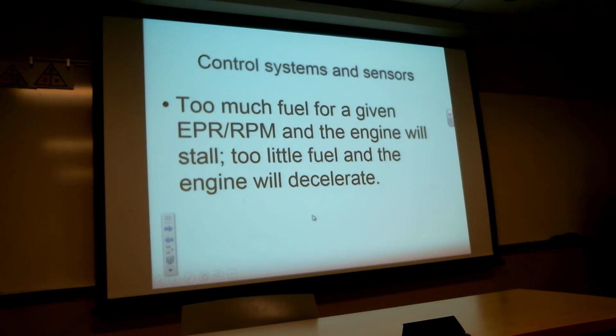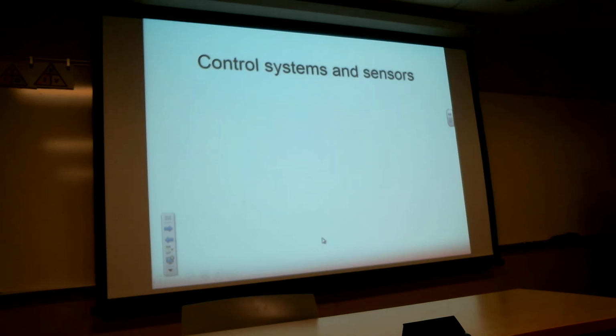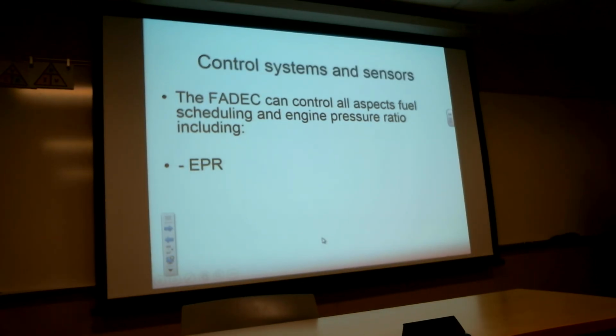Okay, too much fuel for a given EPR or RPM, and the engine's going to stall. Too little fuel, and the engine's going to decelerate. It's just that simple. So you all know that now. So you all know fuel is everything to the speed of the engine. If you get too much, you can burn it up. Okay, so the FADEC is going to control all aspects of fuel scheduling and engine pressure ratio.